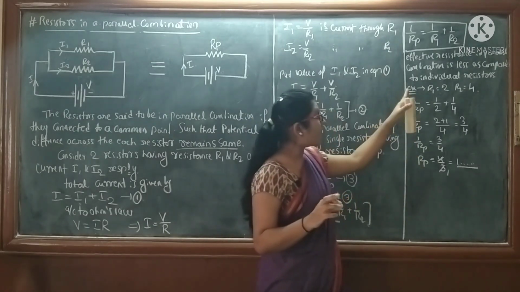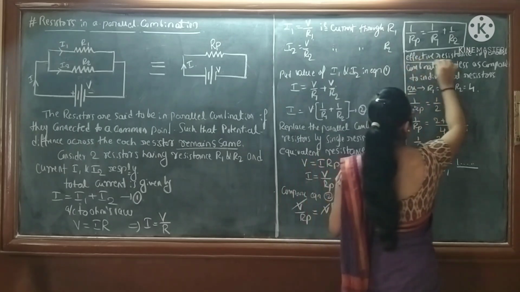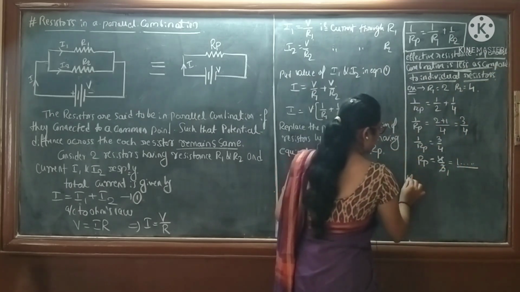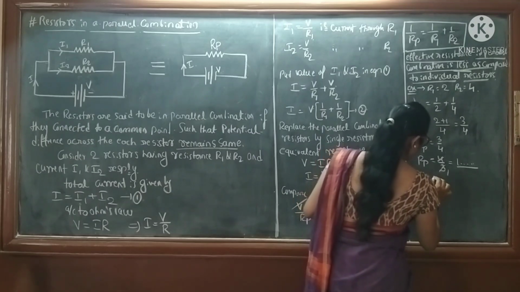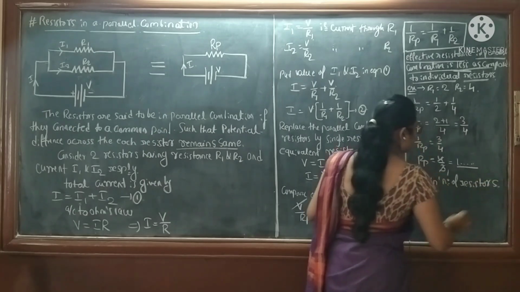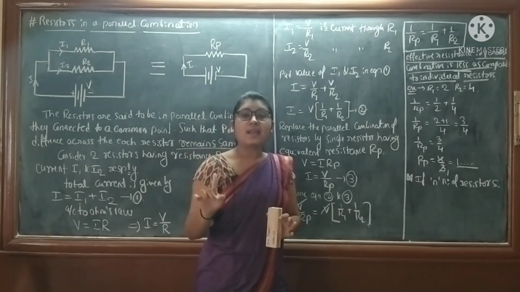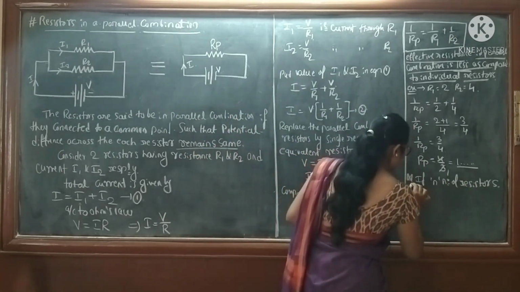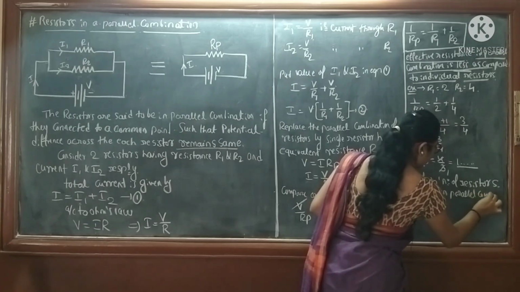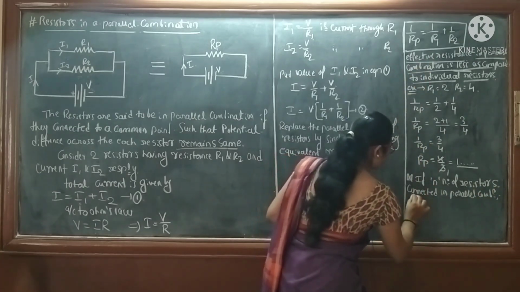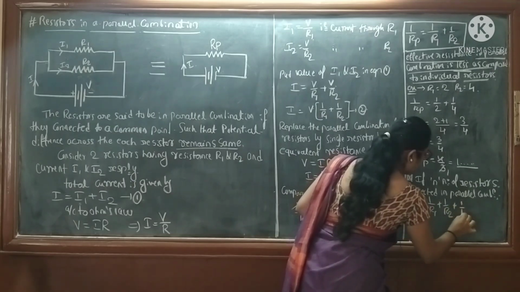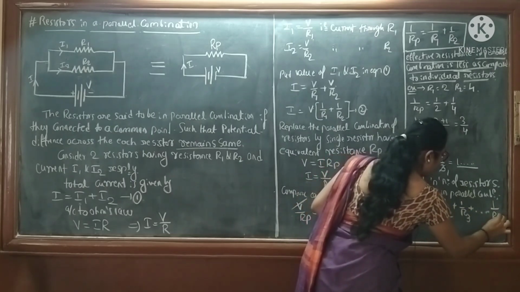So up to this is about the effective resistance. Just underline that it is lesser than the individual resistances. Then take another point: if n number of resistors are connected in a parallel combination, then write 1 by Rp is equal to 1 by R1 plus 1 by R2 plus 1 by R3 and so on up to 1 by Rn.